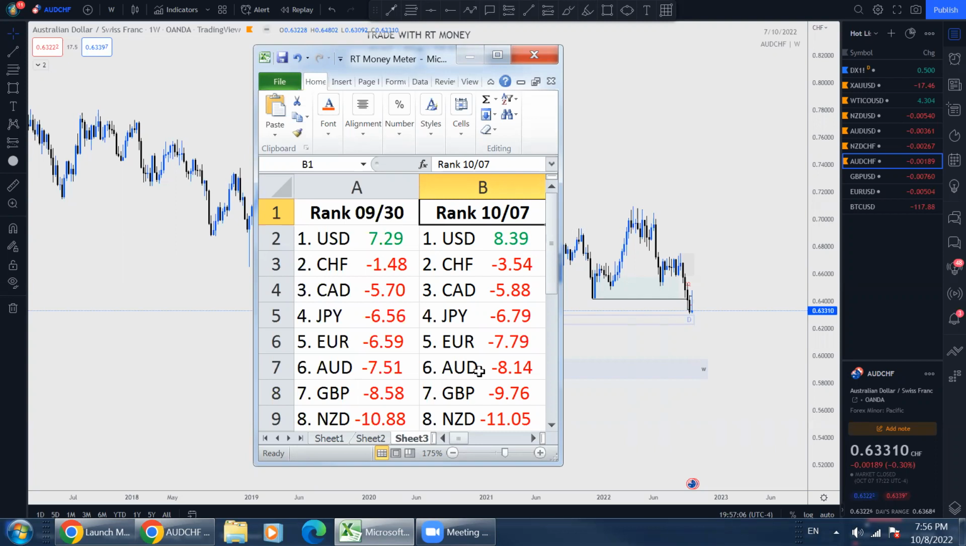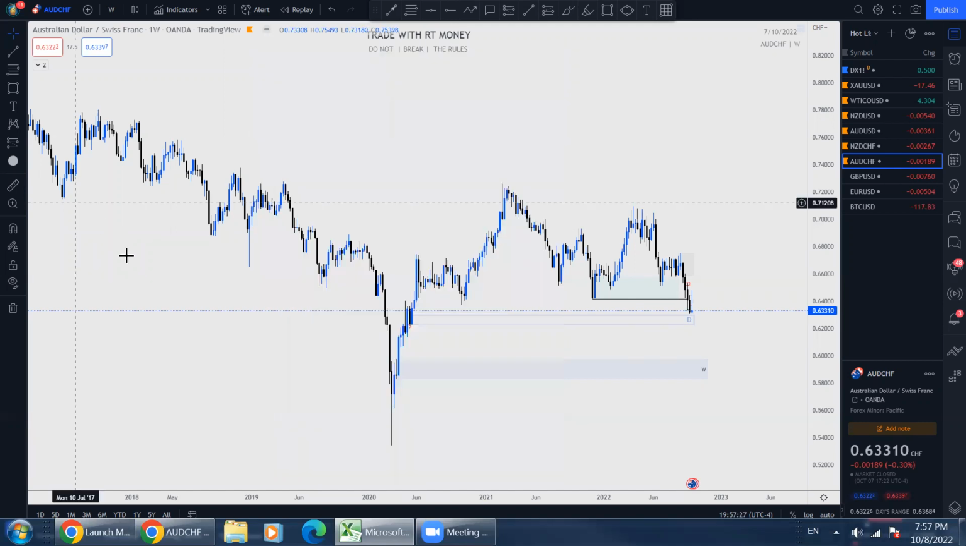And you can see Aussie dollars down there at the bottom half. Last week it was at minus 751. This week it is at minus 814. It is trending down, getting weaker, just like its cousin, New Zealand dollar. Trending down. So I have a similar forecast for Aussie Swiss. I'm going to put these two together because the Swiss outperforms the Aussie dollar.